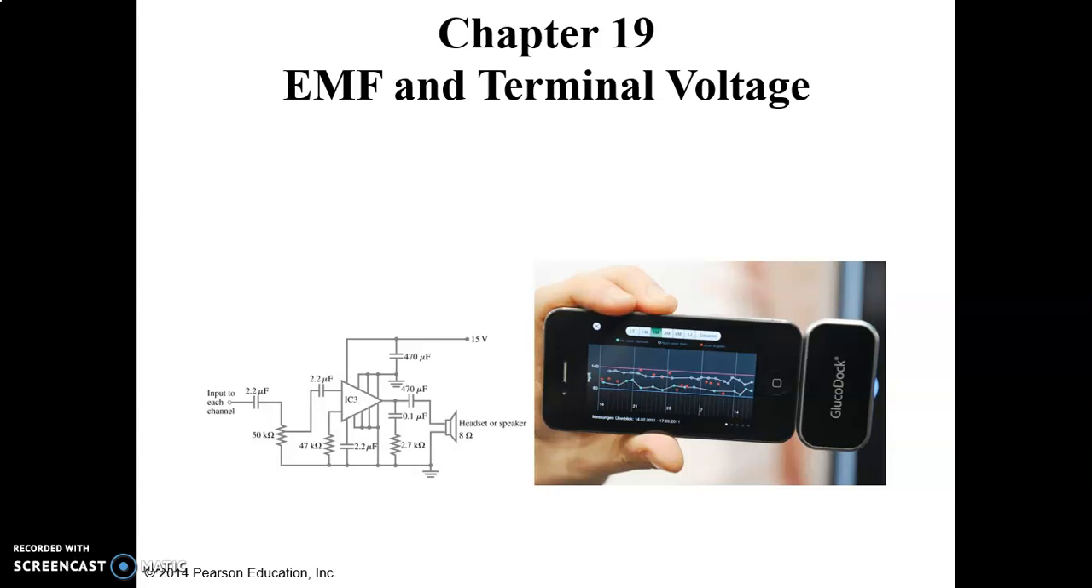We'll talk about how to calculate the current through resistors, a few simple rules to help with those calculations, and then we'll also talk about capacitors in series and in parallel. Let's start off in this video talking about electromotive force, or EMF, and terminal voltage.